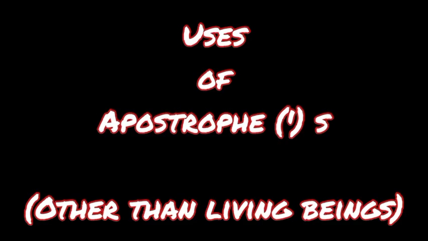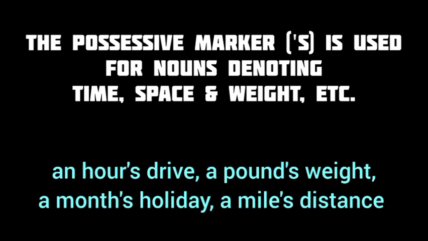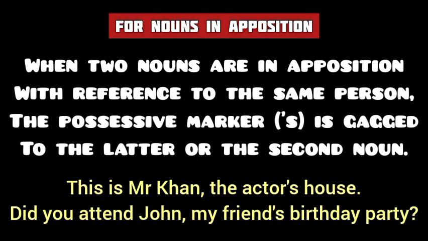Well, besides the nouns of living beings, the possessive marker apostrophe s is also used with nouns denoting time, space, distance and weight, etc. For example, an hour's drive, a pound's weight, a month's holiday, a mile's distance and so on. The nouns hour, pound, month, mile, etc. do not indicate living beings, but still the apostrophe s has come after them because they indicate time, space, weight, etc.